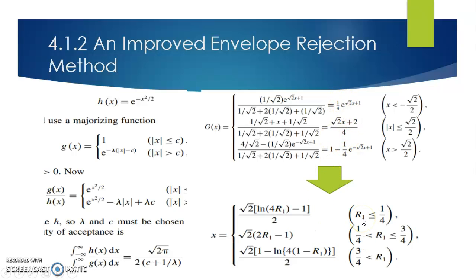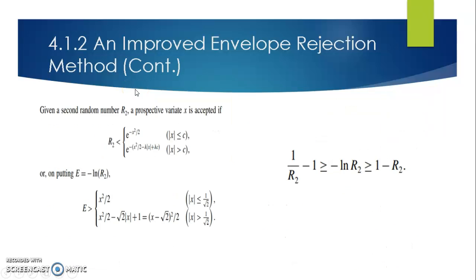So if you were to plug this into a program, if R1 is less than 1/4, use this formula. If it's between 1/4 and 3/4, use this formula. And if R1 is greater than 3/4, use this formula. This piecewise function will envelope the normal distribution and reject it such that the exponential distribution forms into the normal distribution.